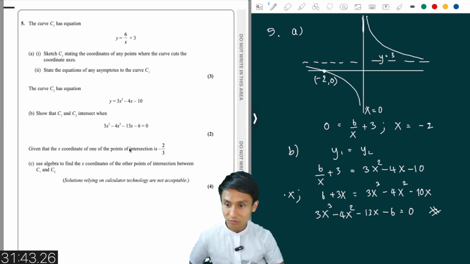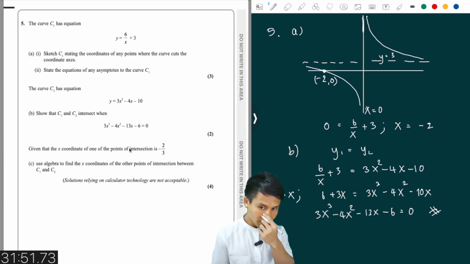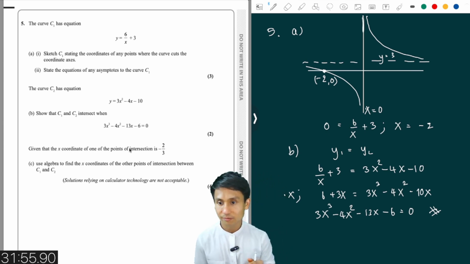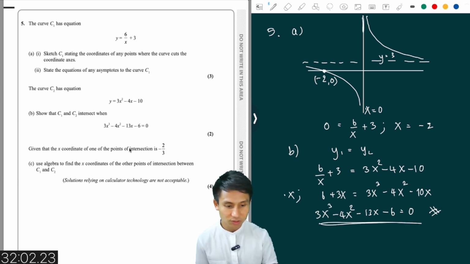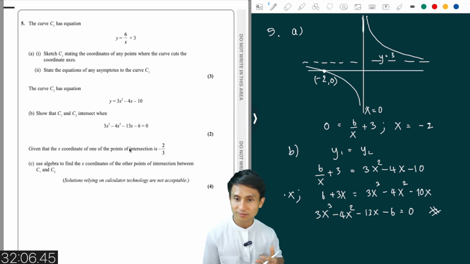Use algebra to find the x-coordinate of the other points of intersection between C1 and C2. So we already know that minus 2 over 3 is one of the roots, because it's the solution to this. So we can use that to find other roots.